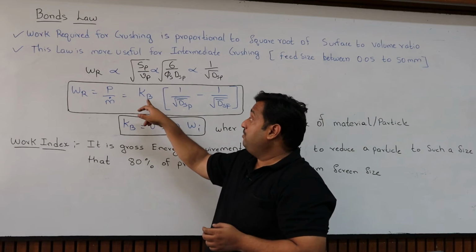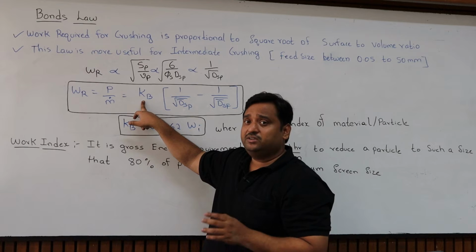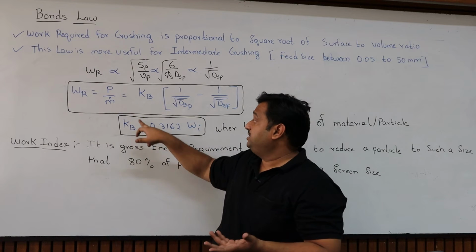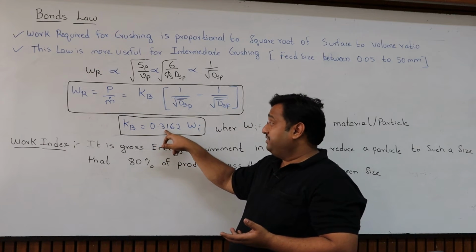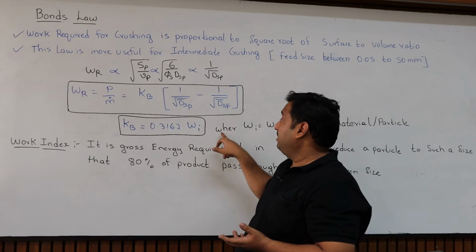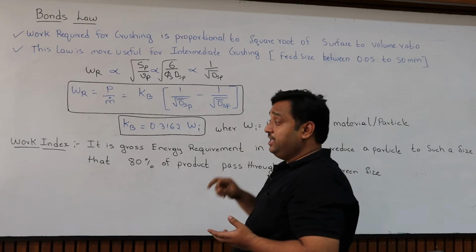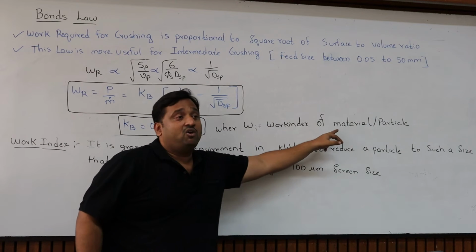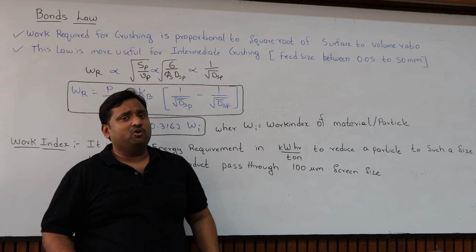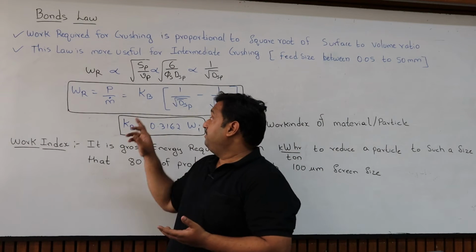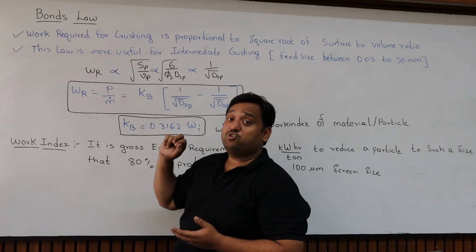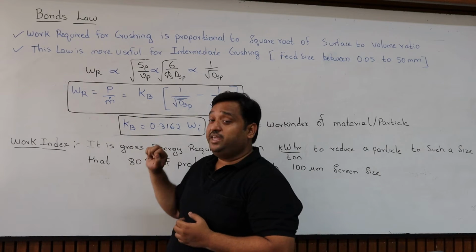Sometimes people want to find Bond's constant with a different principle, which is KB equal to 0.3162 Wi, where Wi is the work index of the material. It is a special case that comes with Bond's law, where you can find out KB, which is called Bond's constant, from the work index.